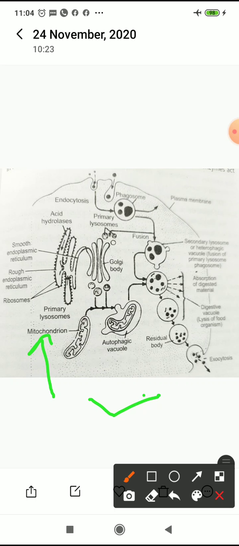Lysosomes play an important role in seed germination even. Lysosomes are found in plant cells. In seedlings, they are involved in the hydrolysis and removal of protein and starch during germination. So this is, as a whole, the account of lysosome, one of the cell organelles.